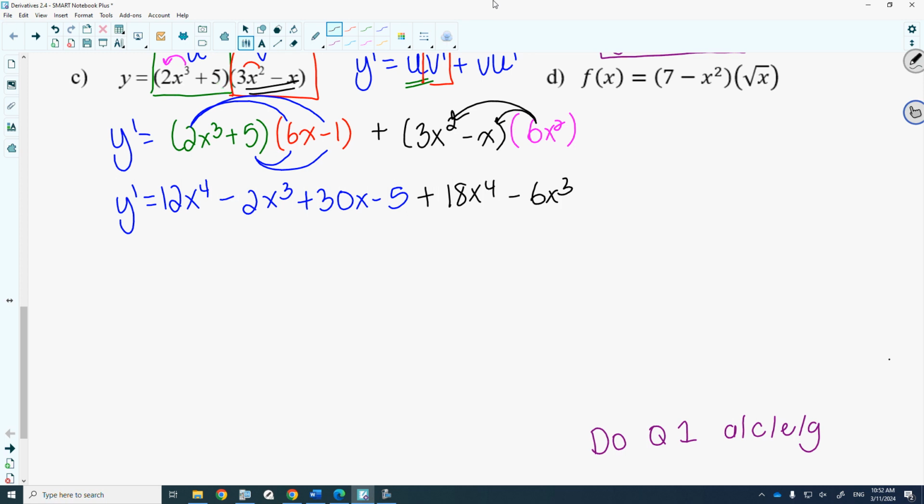Then let's do our like terms. So the derivative, we'll do it in descending order of x. X to the 4s will go together. That will give me 30x to the 4. And then my x cubes. And then plus 30x minus 5.